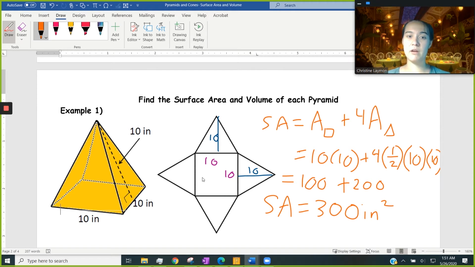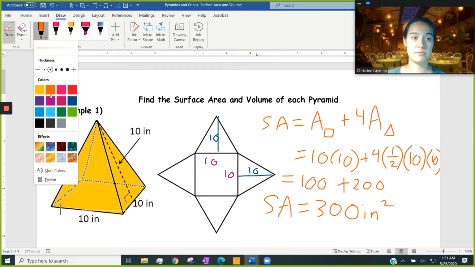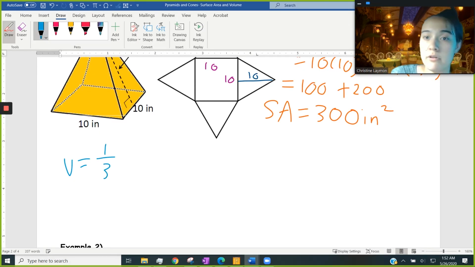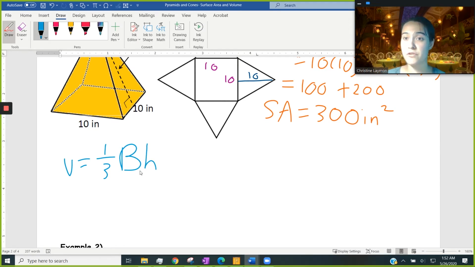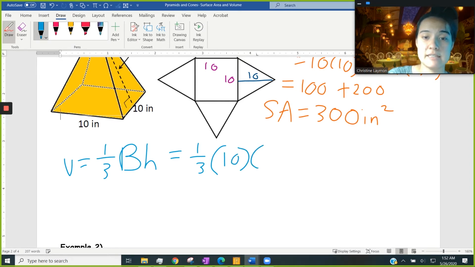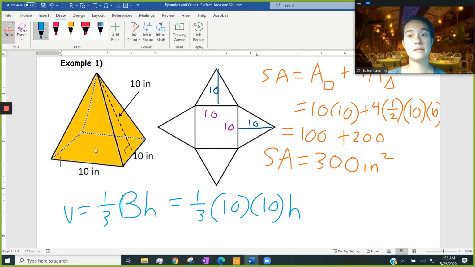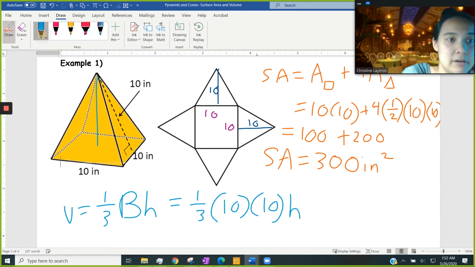Okay, so I found the area of the square and the area of the four triangles. Let's go ahead and do volume. Remember, volume is 1/3 the area of the base times the height. When I use a capital B, it's referring to the area of the base. So 1/3, and our base is a square, so it's 10 times 10, times the height. Do I have the height of the figure? Not yet. I need to find this height coming down here.